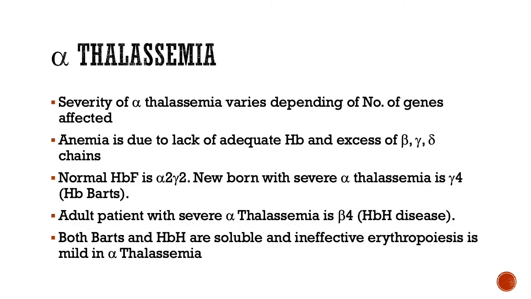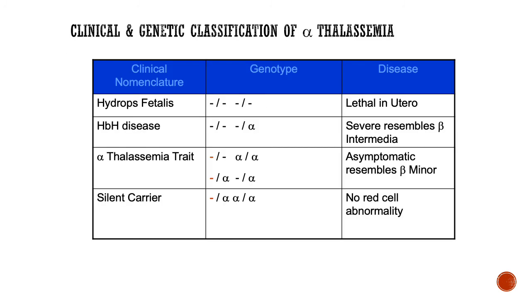The severity of alpha thalassemia varies depending upon the number of genes affected. Anemia is due to lack of adequate hemoglobin and excess of beta, gamma or delta chains. Normal fetal hemoglobin is alpha 2 gamma 2. So the newborn with severe alpha thalassemia where all the 4 genes are absent has gamma 4, that is hemoglobin Barts, leading to hydrops fetalis. Adult patient with severe alpha thalassemia has beta 4, which is HbH disease. Both Barts and HbH are soluble, and ineffective erythropoiesis is mild in alpha thalassemia.